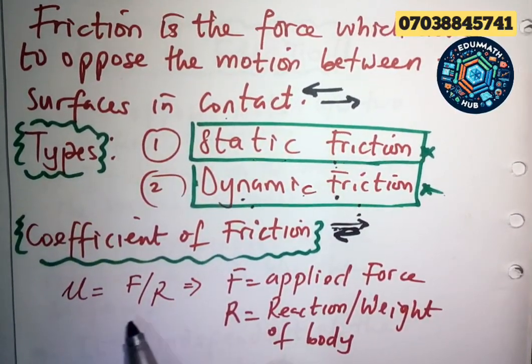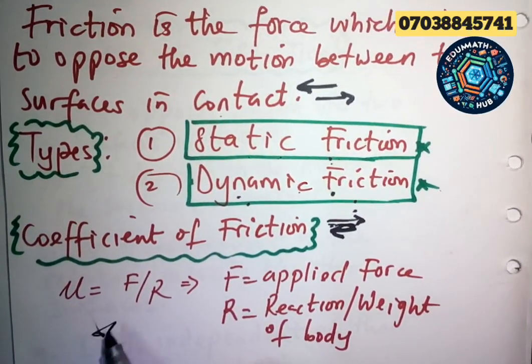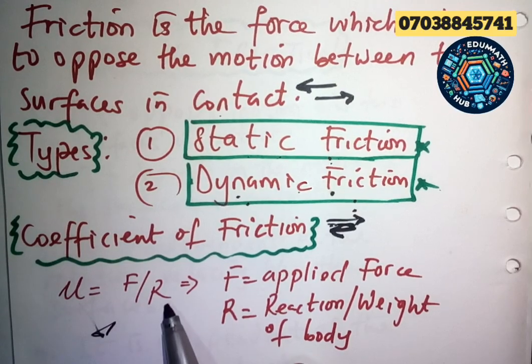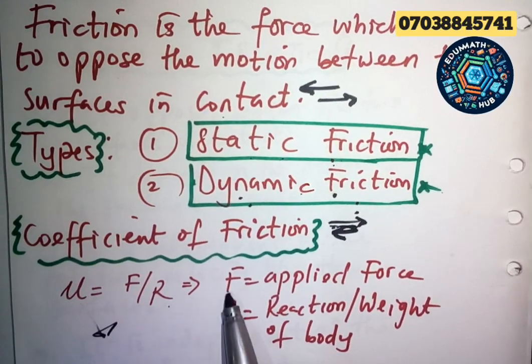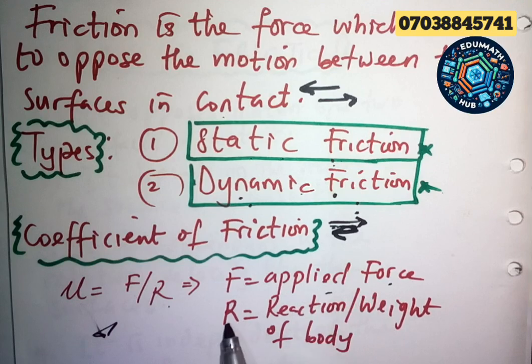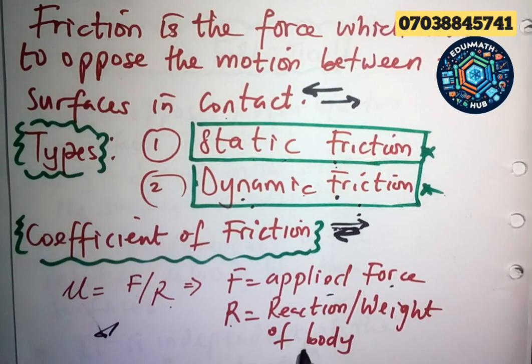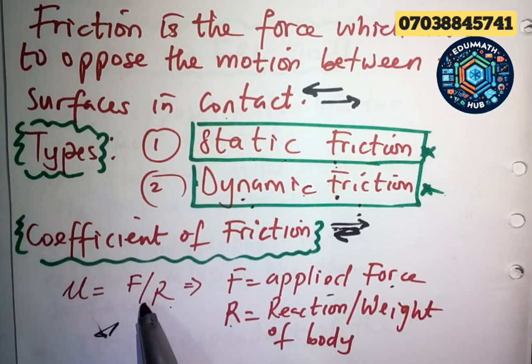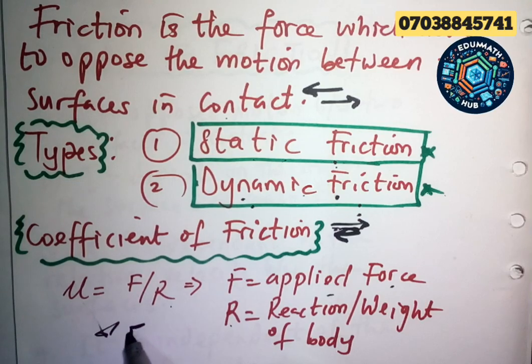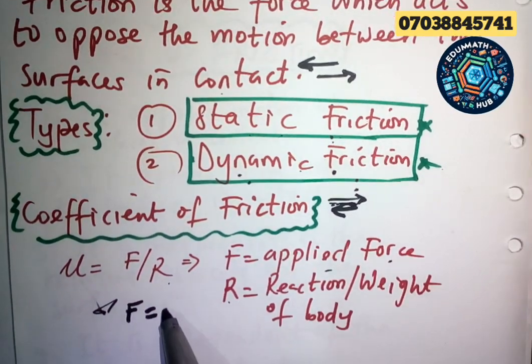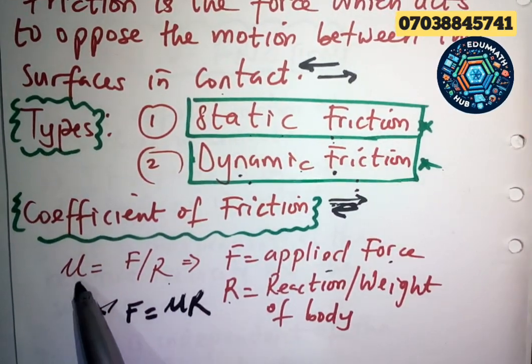Now the next one is coefficient of friction. The formula for coefficient of friction is F divided by R, where F is the applied force and R is the reaction or the weight of the body. From here you can derive another formula for the force. You can say F equals mu R. This symbol is called mu.